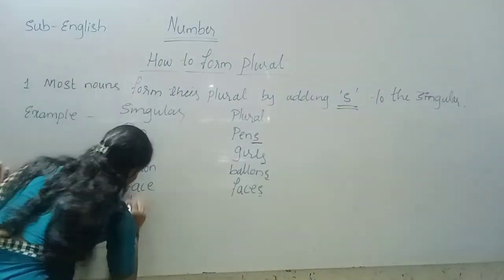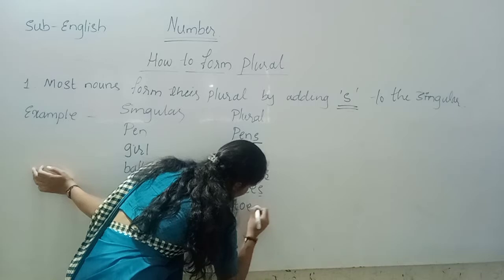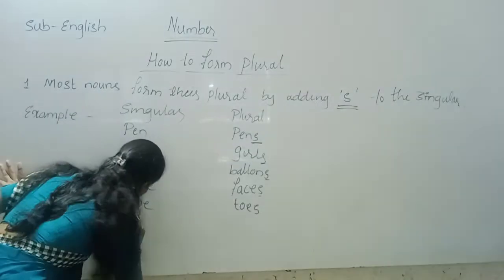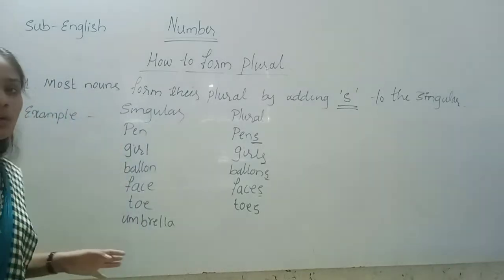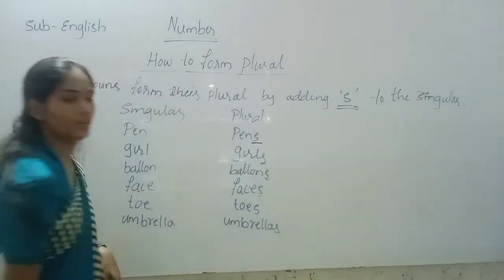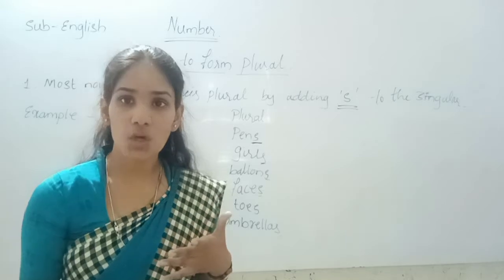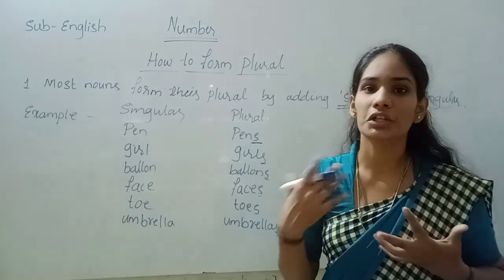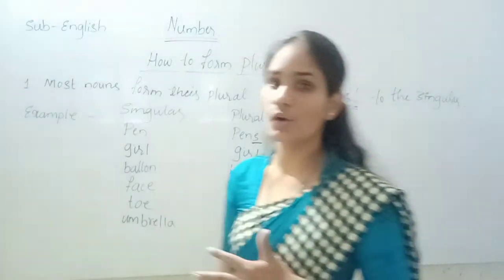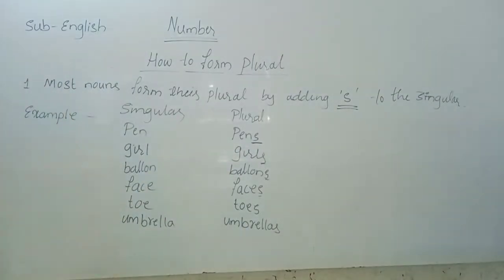One more example: toe, the finger of our feet, toes, and umbrella. The plural form of umbrella is umbrellas. Many examples like day, days, chair, chairs, fan, fans, school, schools, shoe, shoes, kite, kites. Most of the words we can add s to form the plural. This is the first rule of making the plurals of a singular word. Next we have to come to know the next rule. First take it down and after that we will go to the second rule.